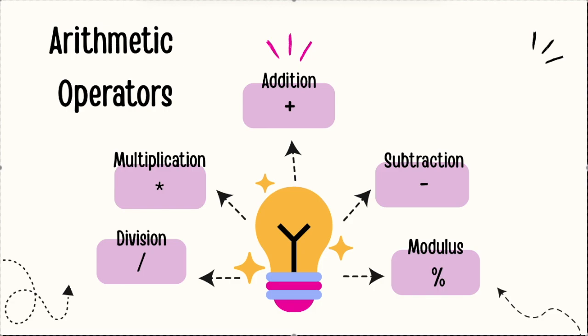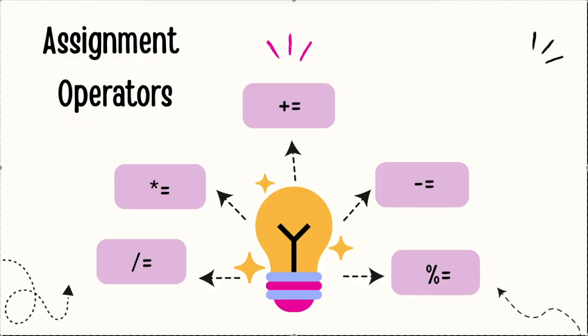Now, arithmetic operators are subdivided into addition, which adds, subtraction, which subtracts, multiplication, which multiplies, division that divides, and modulus that gives us remainder. I want you to remember this point. Whenever we divide two integer values, the result will also be an integer. Assignment operators let us update variables easily. Examples: plus equal to, minus equal to, multiplication equal to, division equal to, modulus equal to.